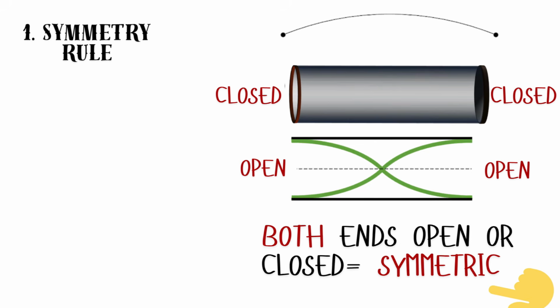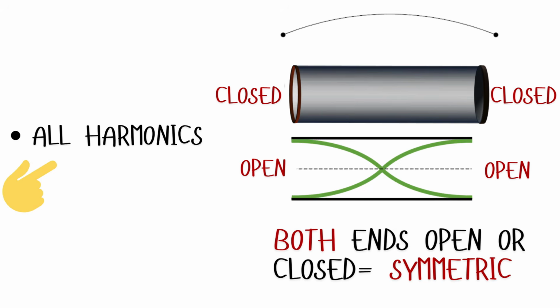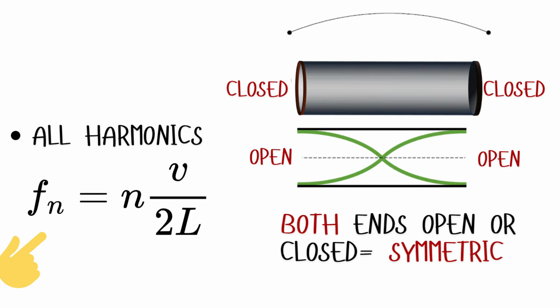In a symmetric system, all harmonics are present. You'll have the first, the second, the third, the fourth, and so on. The equation for the harmonics is given by this: nv over 2L. n stands for your harmonic. If n is 1, you're looking at the first harmonic, that is the fundamental frequency. If n is 2, you're looking at the second harmonic.